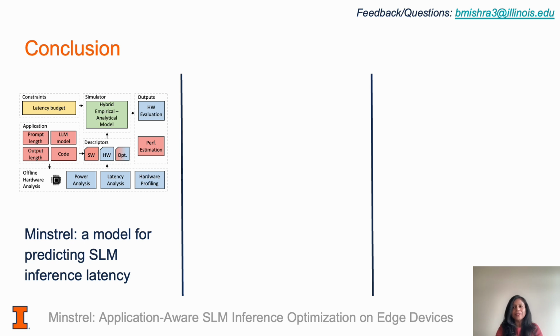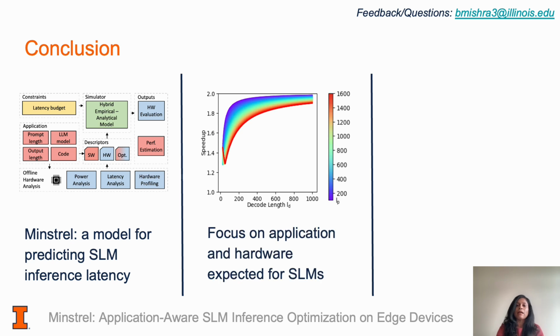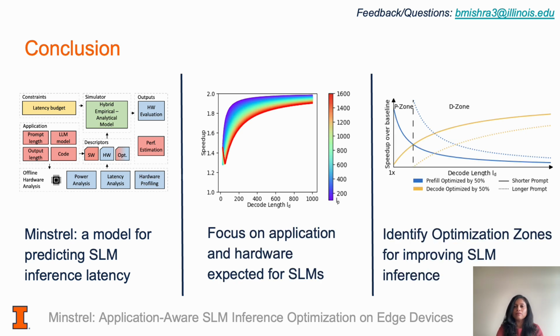Thus, to conclude, in this work we introduced Minstrel, a model for predicting SLM inference latency. We evaluate Minstrel on applications and hardware expected for SLMs and derive some key insights. Further, we identify optimization P and D zones for improving SLM inference for targeted applications. This is an ongoing work, and we'll be happy to take any feedback or any questions.